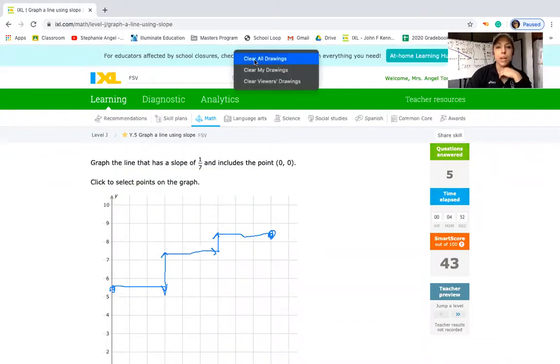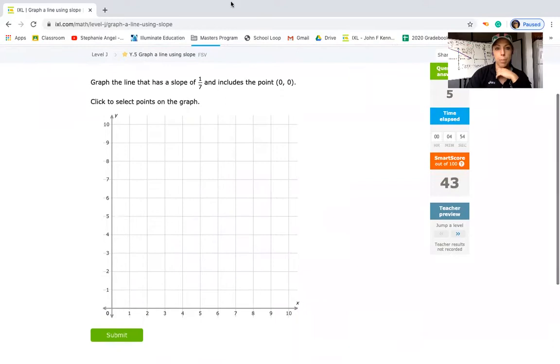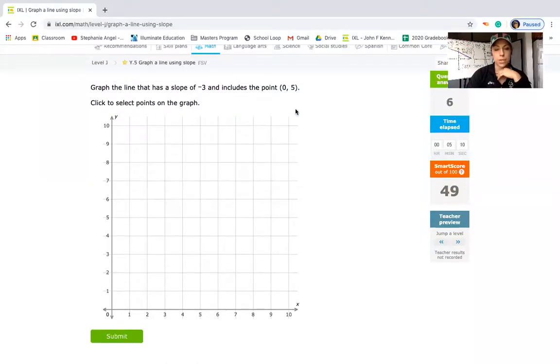Okay, now these are all giving me examples that are positive slopes. So I'm gonna find one that's a negative slope because we've done enough positive slopes. Okay, here we go. That didn't take too long. So now we have a slope of -3 that includes the point 0, 5. So from here, starting at 0, 5, I'm gonna grab my drawer.